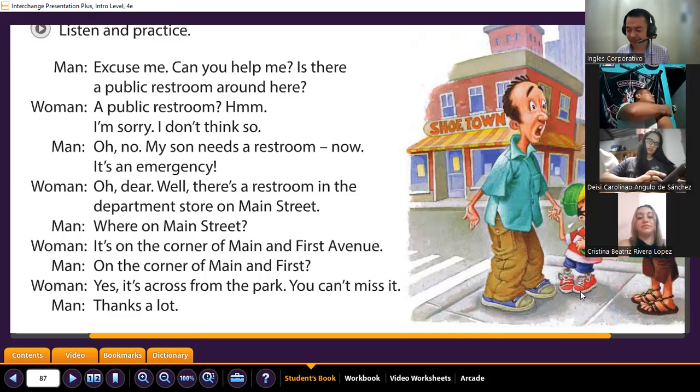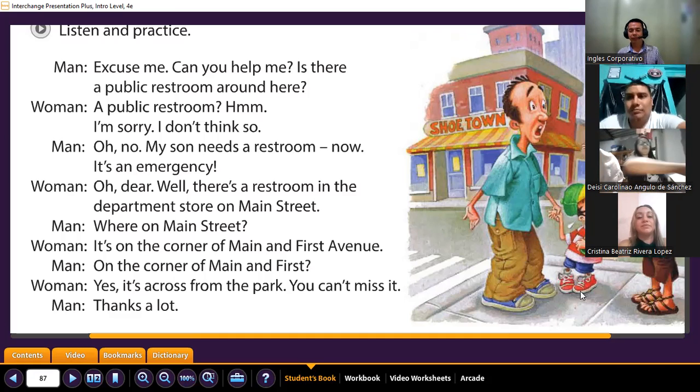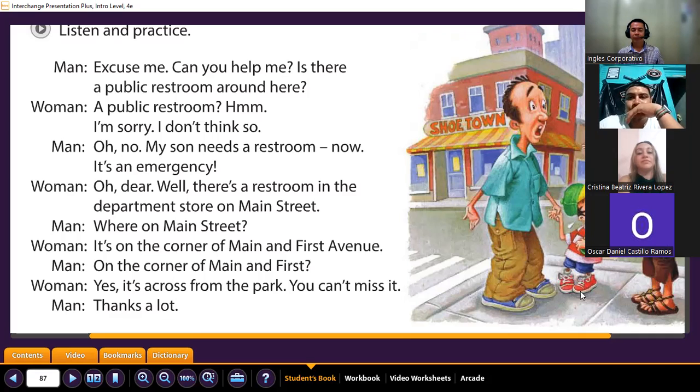Excuse me. Can you help me? A public restaurant? I'm sorry. I don't think so. Oh no, my son needs a restroom. Now it's an emergency. Oh dear. Well, there is a restroom in the department store on Main Street. Where am I? Is on the corner of May and Pierce Avenue. On the corner of May and Pierce? Yes, it's across from the park. You can miss it. You can miss it.